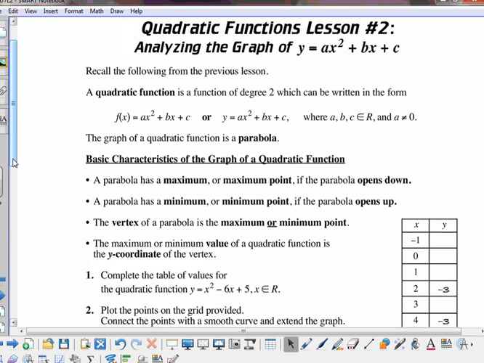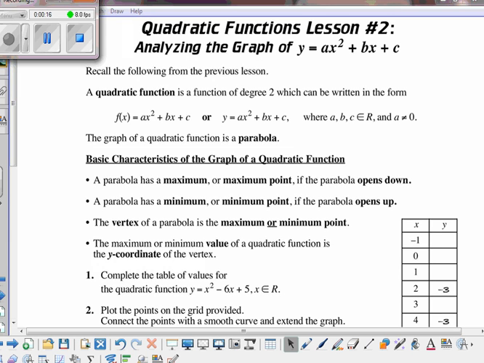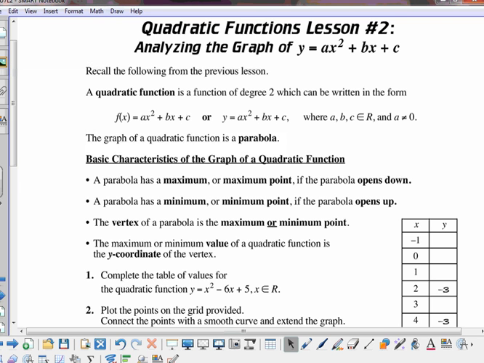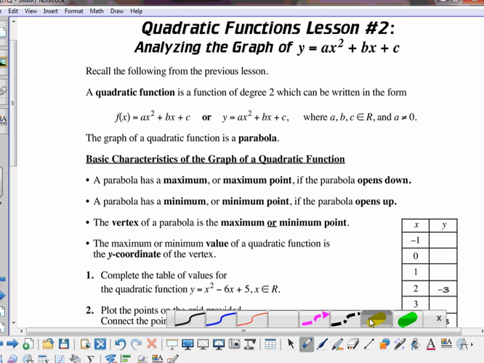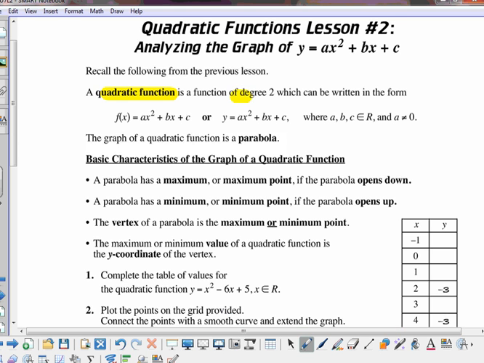Okay, so review that a quadratic function is degree 2, right? We're going to actually start looking at the properties of quadratic functions today. So degree 2 in the form of ax squared plus bx plus c. We also call these parabolas. A quadratic function is a parabola. So we need to talk about some basic characteristics.